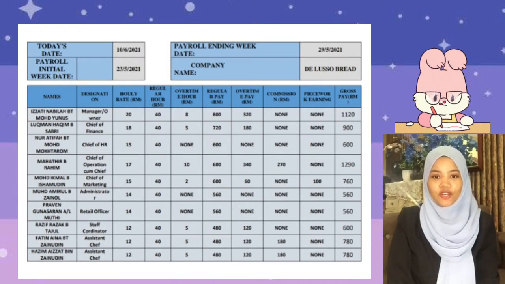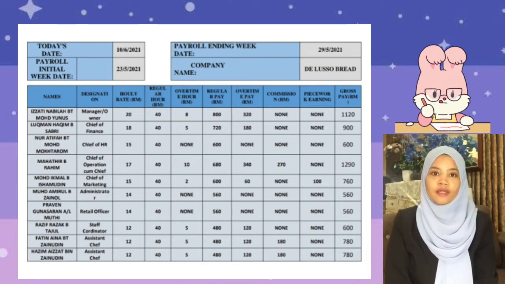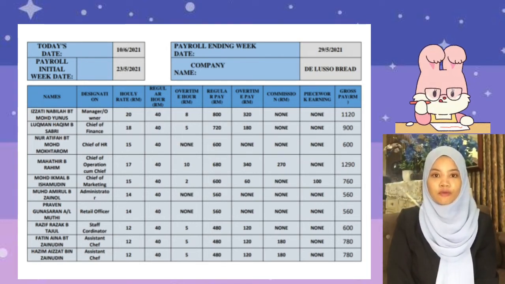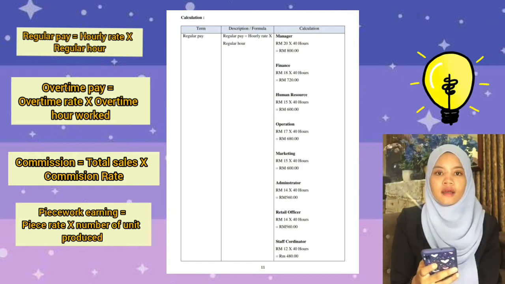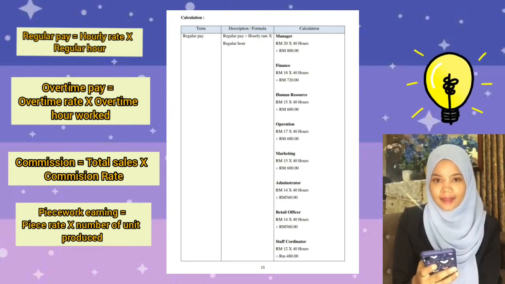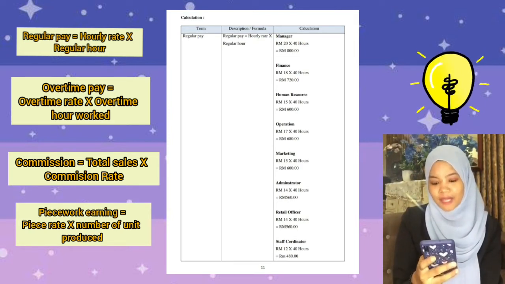Hi, Assalamualaikum. I am Izzati Nabilah binti Muhammad Yunus. My metric number is A20B1376. So I will present my part in question 1. I explain about the calculation. For the calculation, you can see in the slide. I give the formulas step by step.